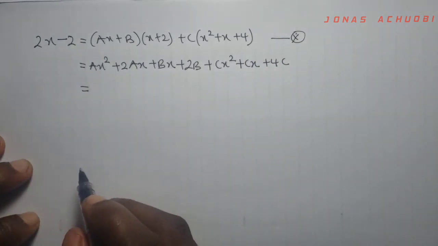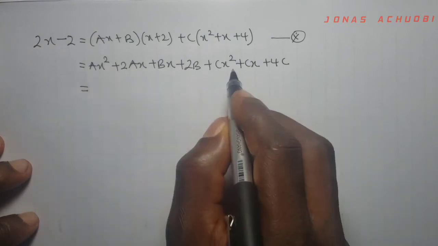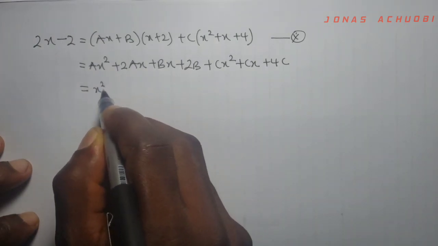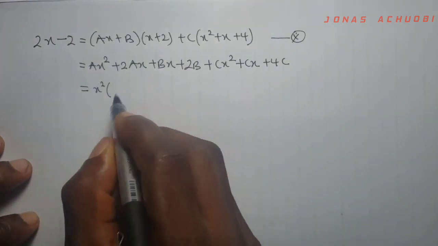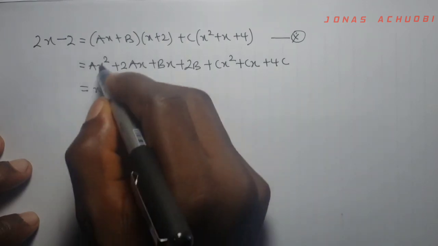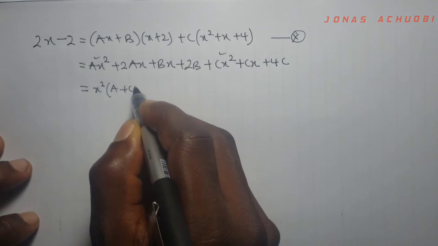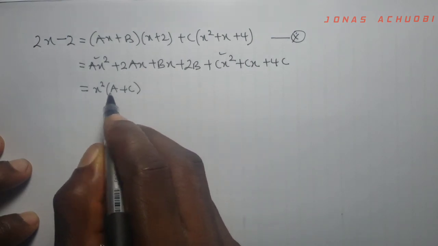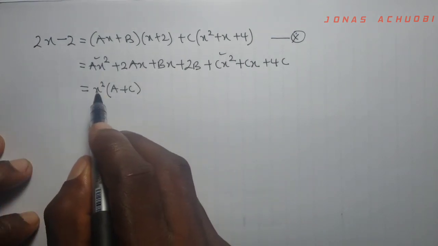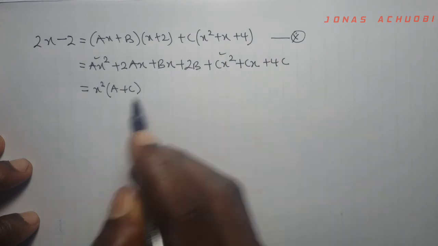We'll now take like terms. Now we have the x² terms here. The coefficient there is a. Another one here, the coefficient is c. So that's x² times a is ax², and x² times c is cx².